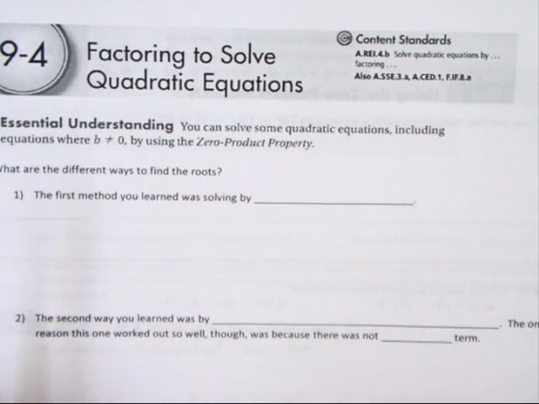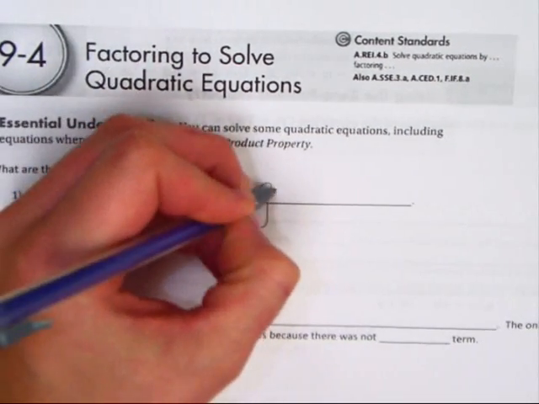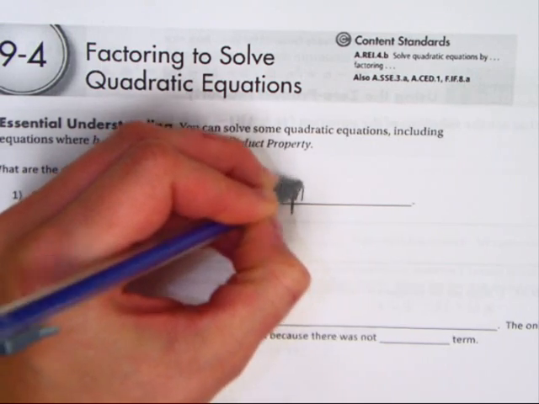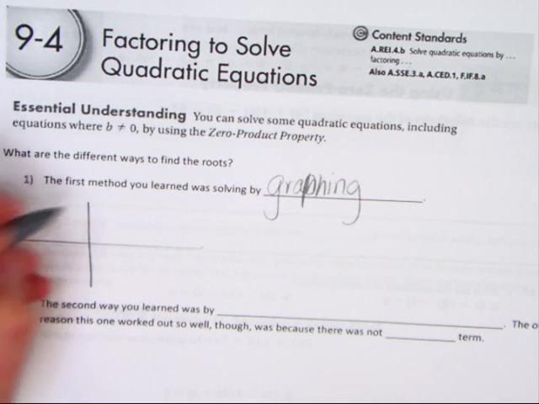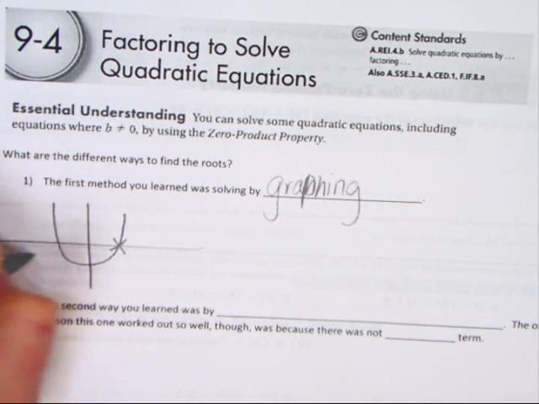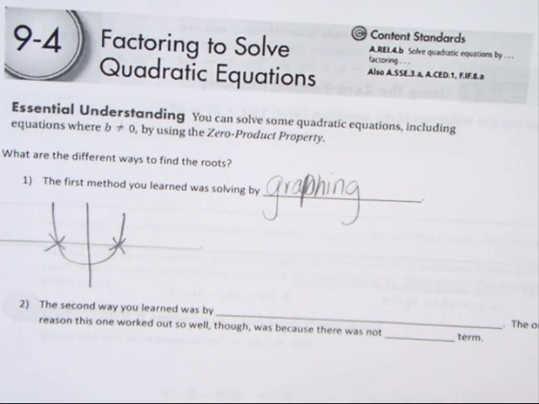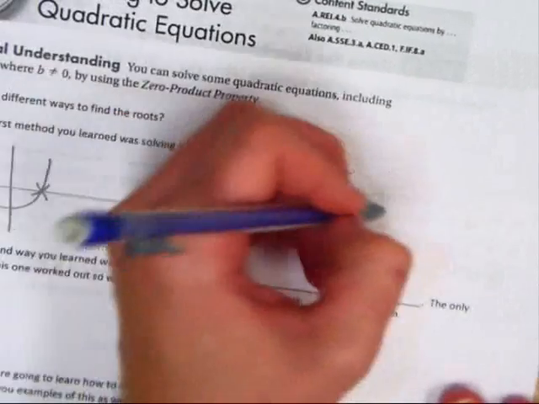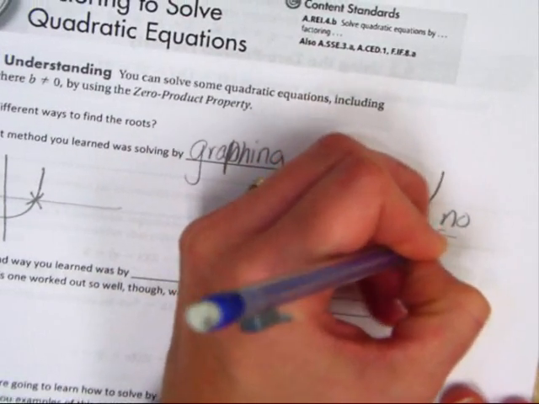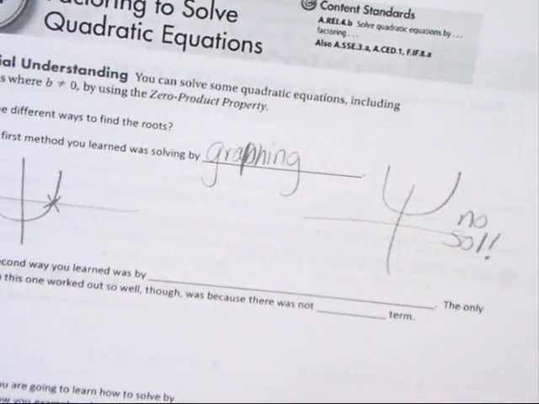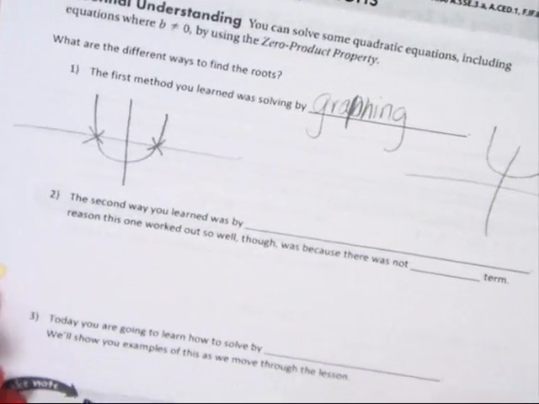Before we get there, I want to talk about the different ways that you have found roots so far. The first method was by graphing. How would you solve by graphing? You would get an XY chart, you'd graph them, and those values would be your roots. Or maybe you'd say there's no solution here, there's no roots. That's how you solve by graphing.